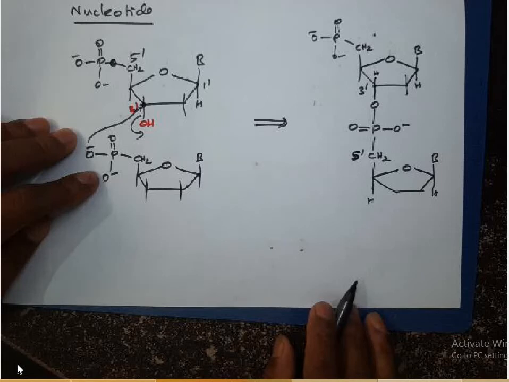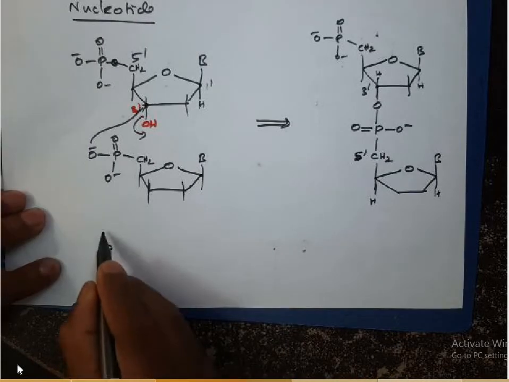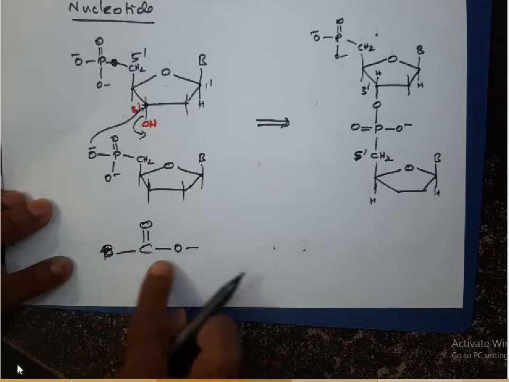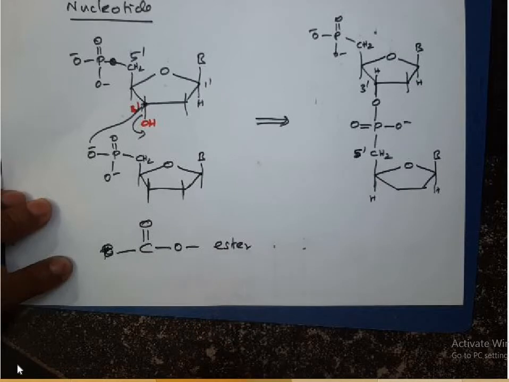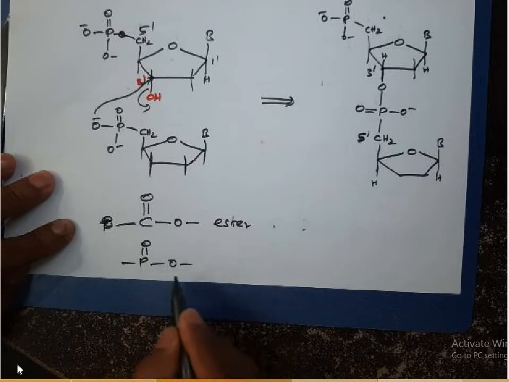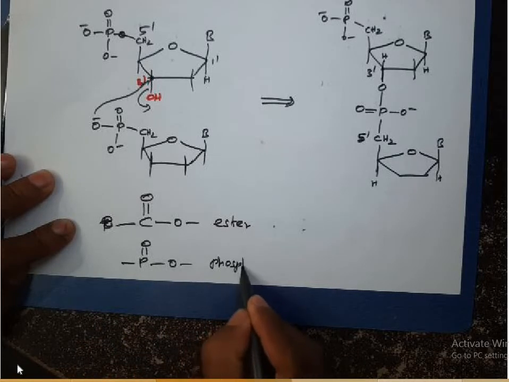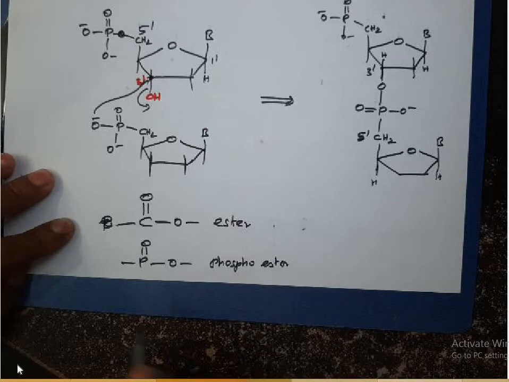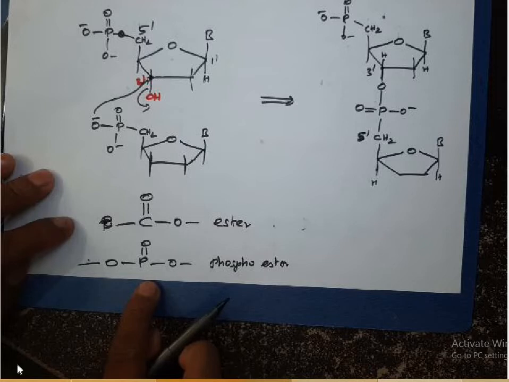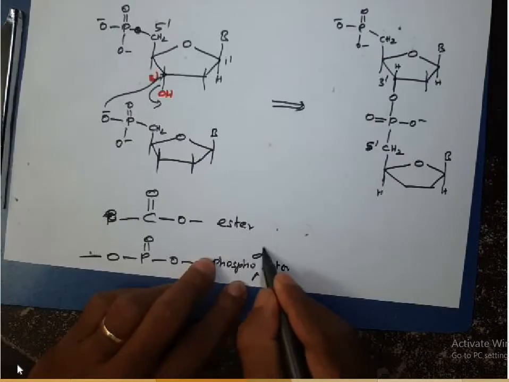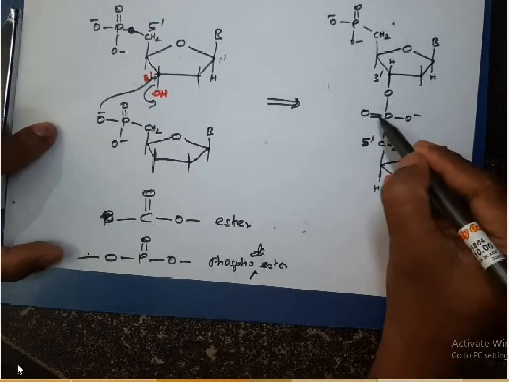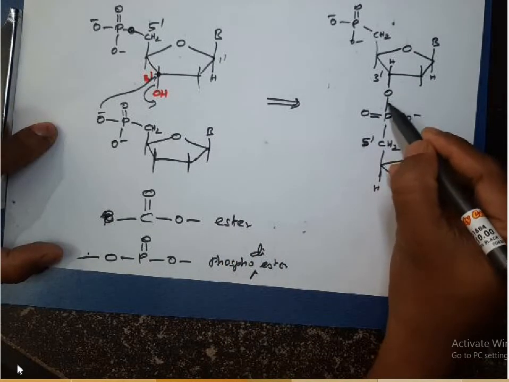Students, observe this carefully. In organic chemistry, C double bond O with a single bond O, this group is called an ester group. P double bond O, single bond O, this is called phosphoester. Suppose I have one more oxygen on this side, we call this phosphodiester. So here, I have P double bond O. This side I have an oxygen.